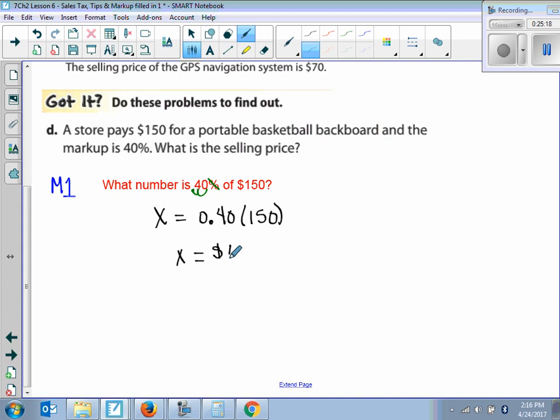What does that $60 represent? The markup. That's the markup price. So that amount gets added to what? How much the store paid, right? So the selling price, I'm going to put SP, is equal to 150 plus that $60, which equals what? $210. Right. $210.